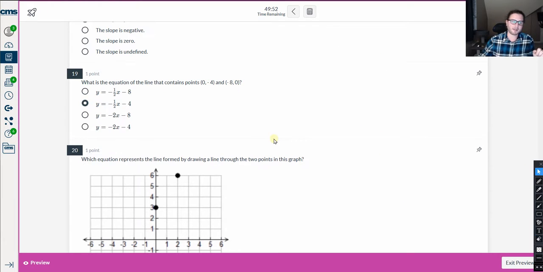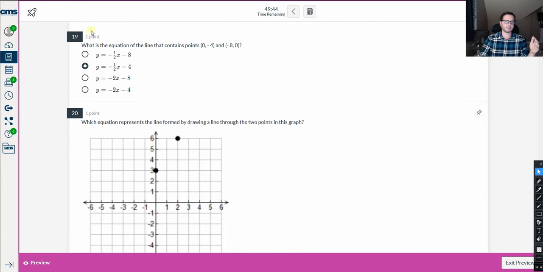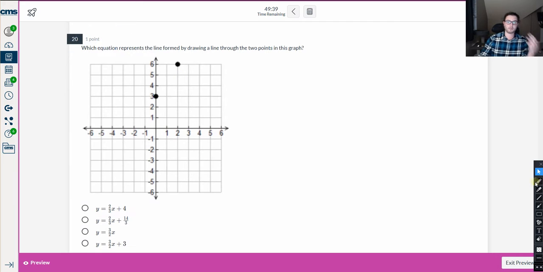The final problem is exactly the same, only this one, it gives us a graph and 2 points. Now, you can do this algebraically with the way we did number 19. Or you could do this graphically. You can look at it on the graph. We can see the y-intercept right here. The y-intercept is going to be a +3.